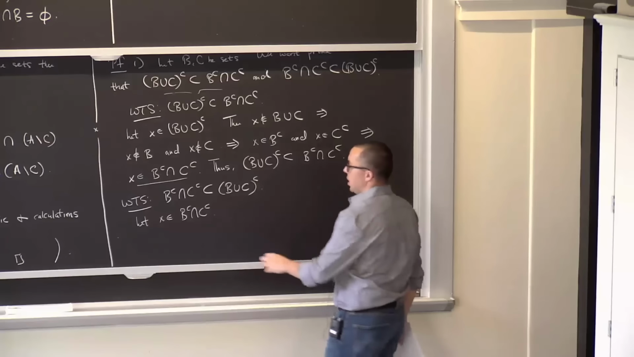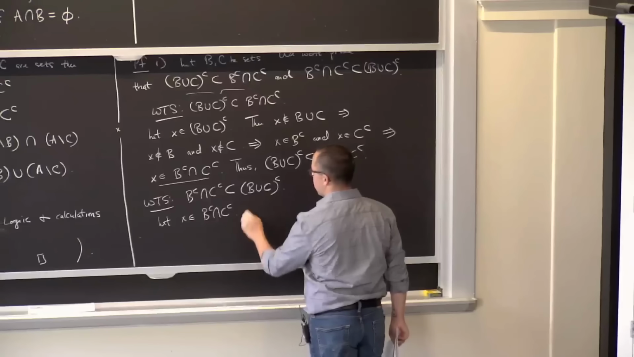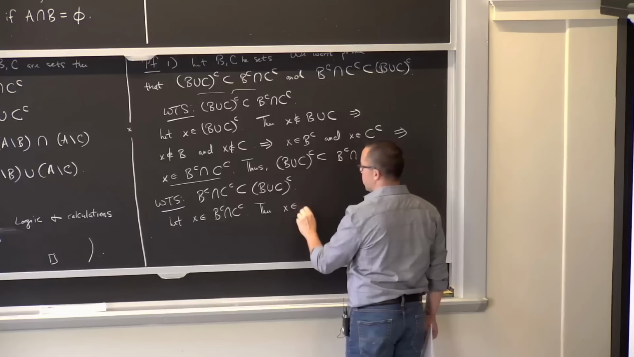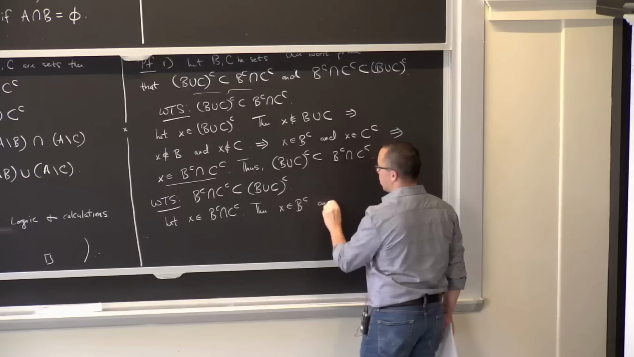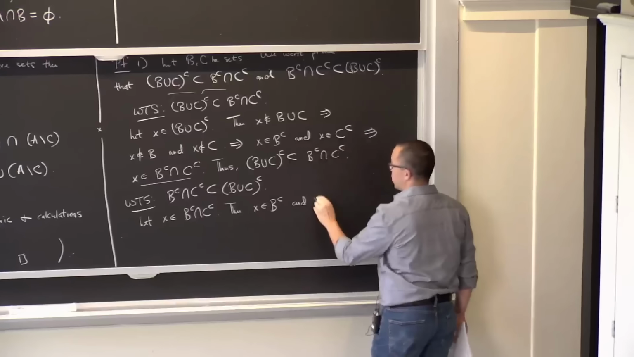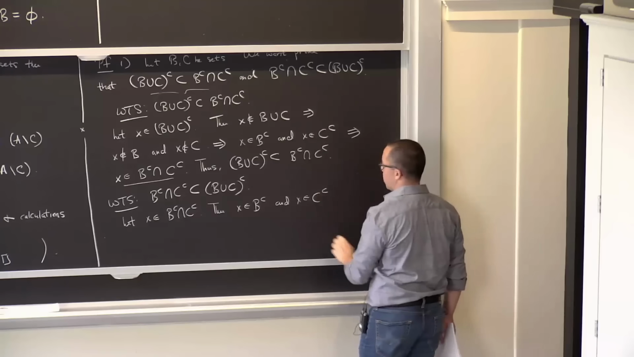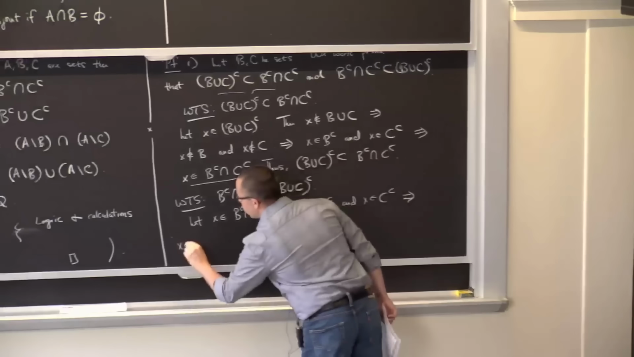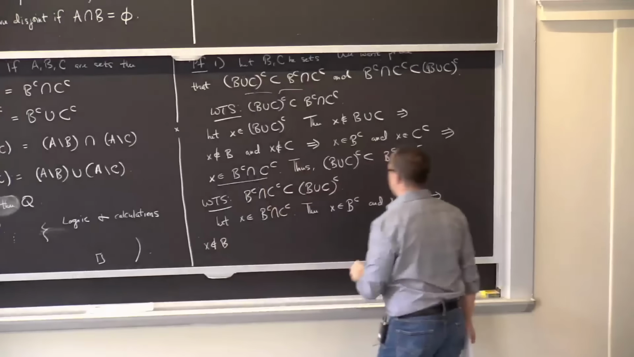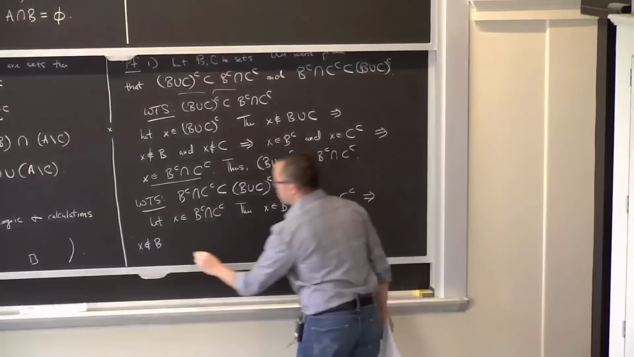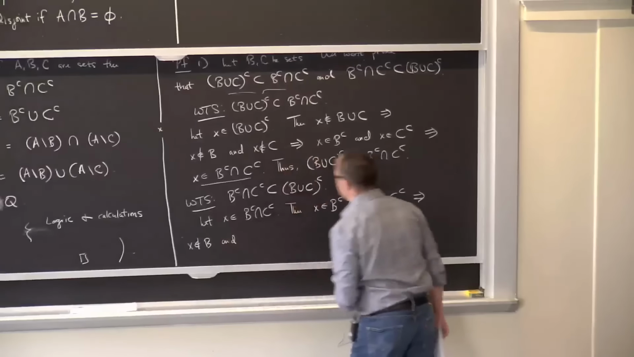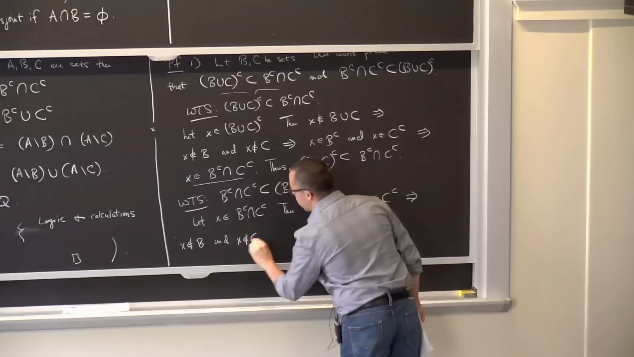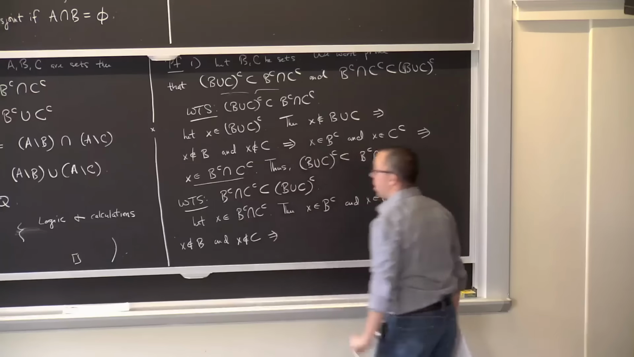So let X be in the intersection of the complements. Then that means X is in B complement and X is in C complement. That means X is not in B. So that's this statement, the definition of being in the complement. And X is not in C. That's, again, the definition of being in the complement.